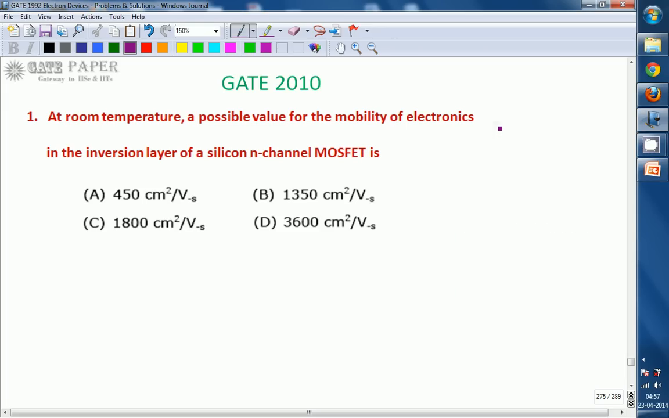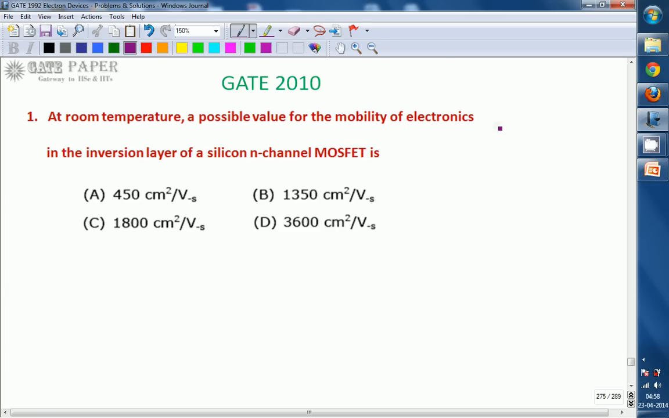Hello, we are discussing the GATE 2010 ECE paper, and this question is related to electronics. At room temperature, a possible value for the mobility of electrons in the inversion layer of a silicon N-channel MOSFET is: A 450, B 1350, C 1800, D 3600. Which will be the right answer for the mobility of electrons in the inversion layer of a silicon N-channel MOSFET?